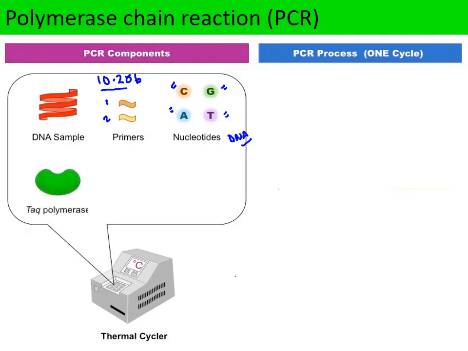Now the next component is the kind of special ingredient, and this is called thermostable Taq DNA polymerase. Now this DNA polymerase is isolated from what we call a thermophilic bacteria, and it's highly resistant to high temperatures.